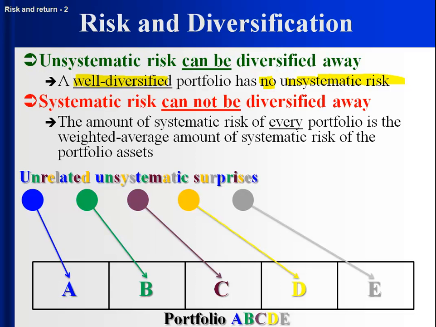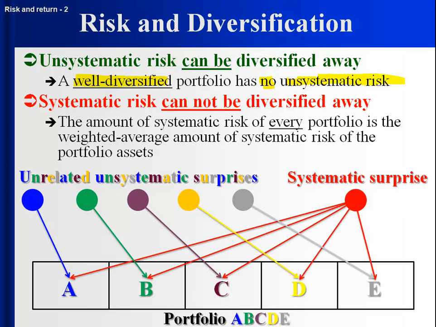Now, on the other hand, systematic risk, the risk associated with the macroeconomic news, can't be diversified away. The amount of systematic risk of every portfolio, it doesn't matter if it's got one stock in it or 10, or it's well diversified with thousands and thousands, is just the weighted average of the systematic risk of the individual assets in the portfolio. And the reason is, here you have a systematic surprise, and notice it's the same surprise for everybody. And it affects everybody. So everybody's responding to that same surprise. There's no cancellation in the sense that there was with unsystematic, where you have all these independent pieces of information.